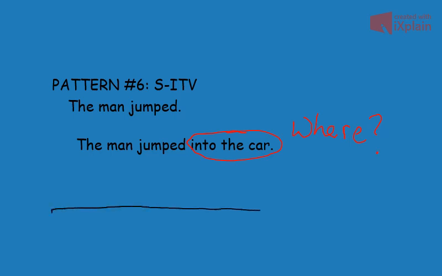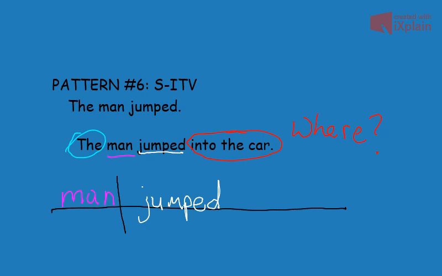Now, the man jumped into the car, for example, there is still nothing that receives the action on this. Some may think that the car is receiving the action, but that's not what's going on here. The man jumped. He jumped where? He jumped into the car. So, into the car is a prepositional phrase that is telling us where. So, it's acting as an adverb here. Therefore, into the car is going to be diagrammed underneath jumped.